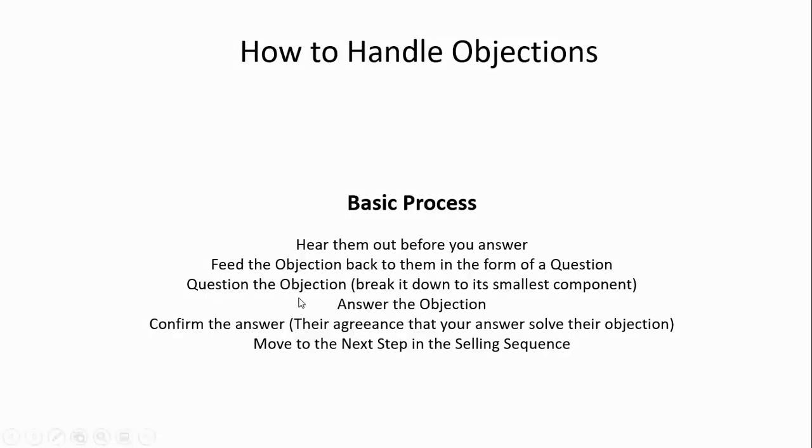He said, do you like selling? Then, depending on the objection, start questioning their objection. Break it down to its smallest component, and then you can start answering each of the small components and clear it up for the client. And then as you go through this process, confirm the answer. In other words, get their agreement that your answer is solving their objection. And then only do you move to the next step in the selling sequence, which is probably the next close. And last week we did go through all the various closes.